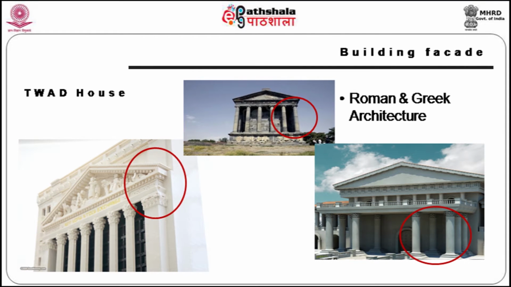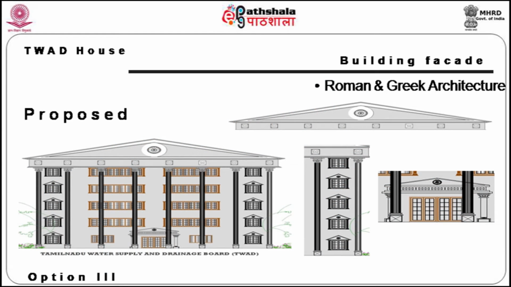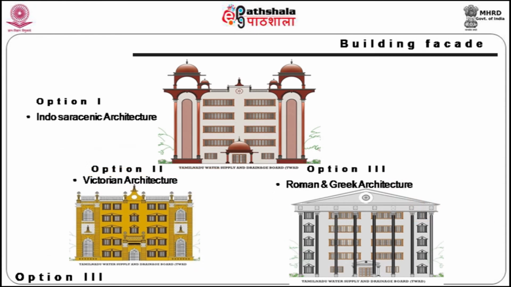The third, Roman and Greek architecture. So these are all the elements we are trying to use in our Roman and Greek architectural style for the same building, achieving that end result. And we are coming back to all the 3 alternatives. You can also check what you like or what improvement you can make. You can mail us, we will look into it.